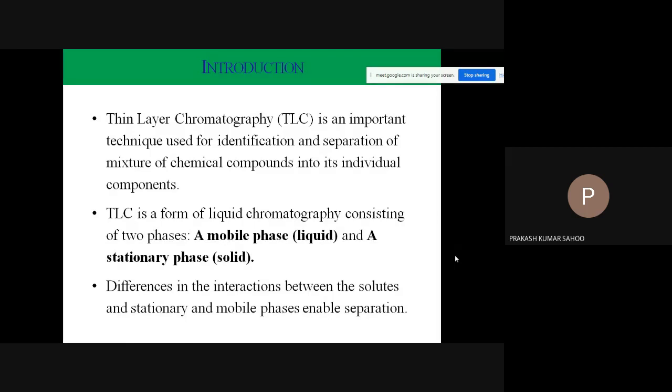So differences in the interaction between the solute and the stationary and mobile phase enable separation. Everything depends on the interaction, and interaction depends upon the polarity. If the solute polarity is more, then the spot will be at the lower part. If the polarity is lesser, the spot will be highlighted at the upper end of the paper.